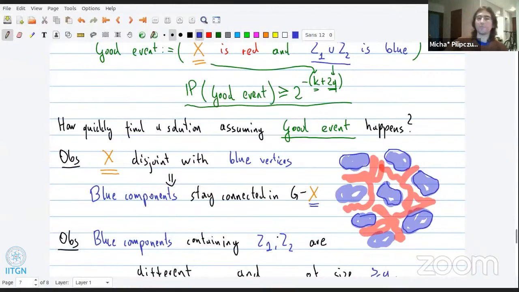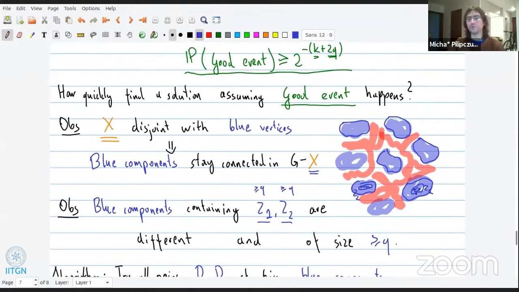And observe that if Z1 and Z2, these are 2 guys of size Q, that should in the good event become blue, then there are 2 components, blue, one entirely containing Z1 and second entirely containing Z2. These 2 blue components should be different because Z1 and Z2 should be separated by the solution X, which should be entirely red. And these blue components are of size at least Q because both Z1 and Z2 are of size Q. So Z1 and Z2 alone already certified that those blue components are of size at least Q, right?